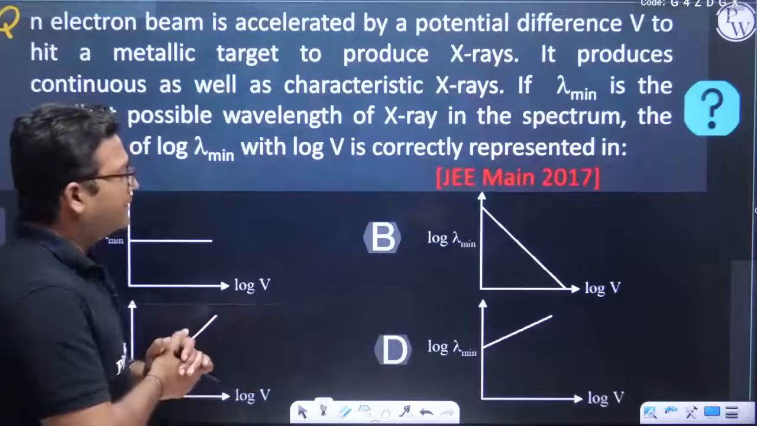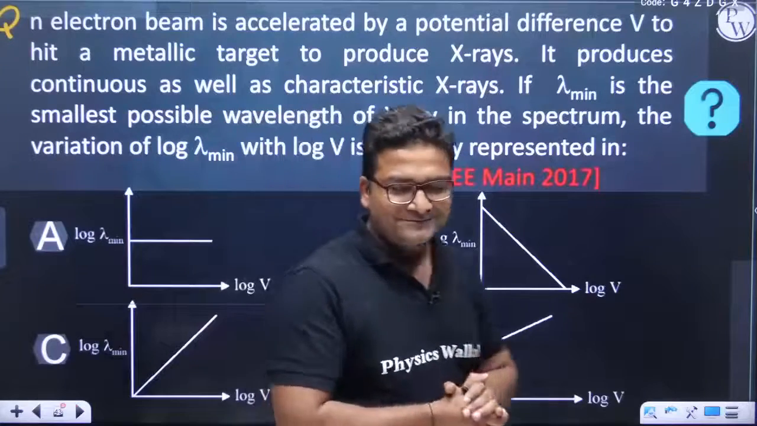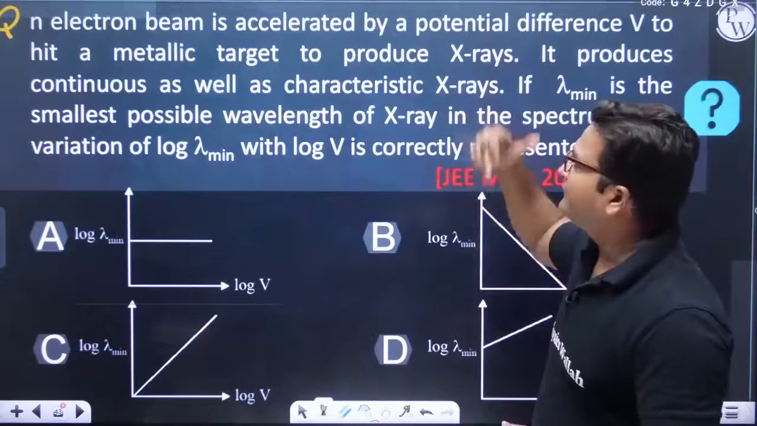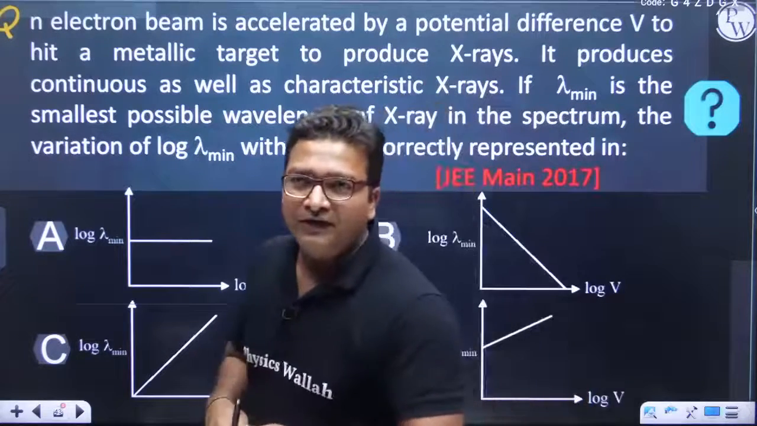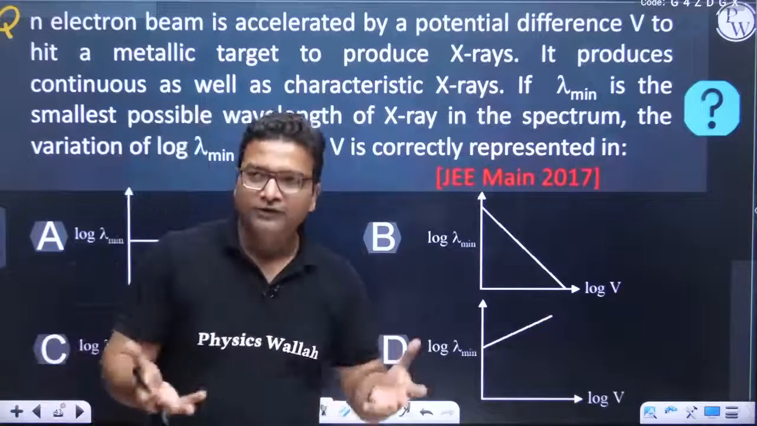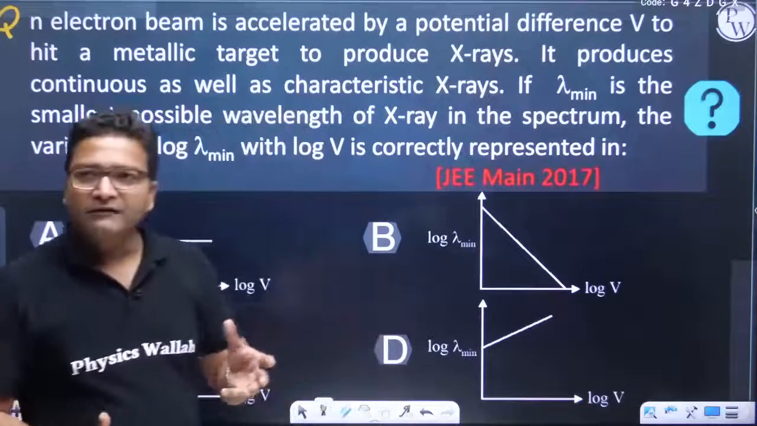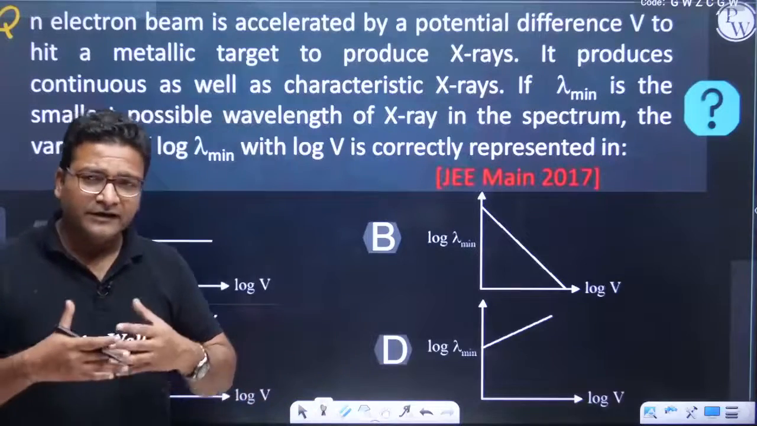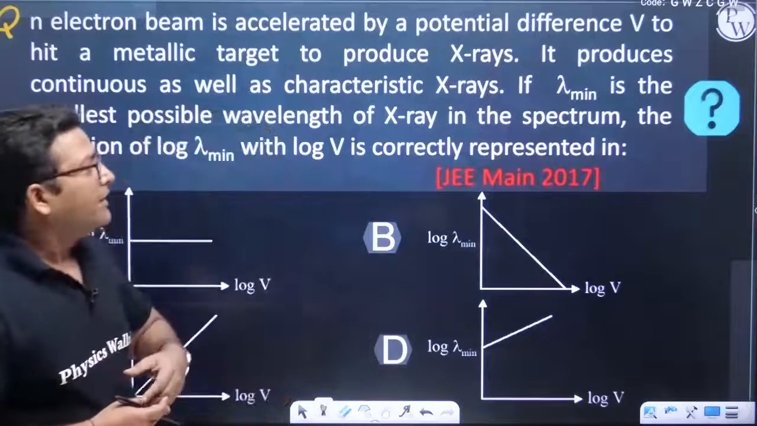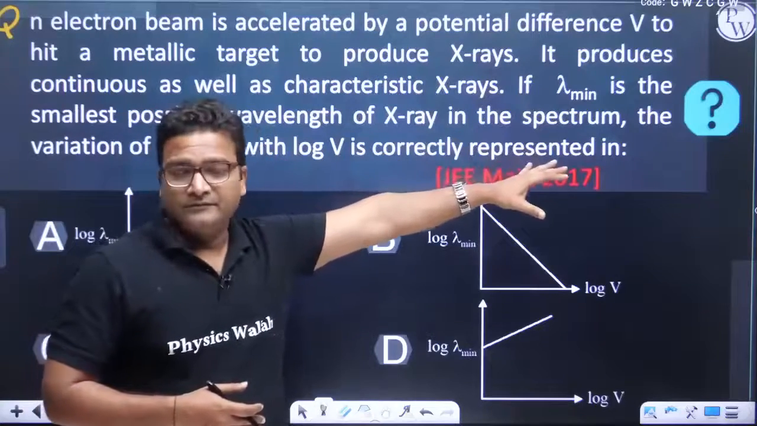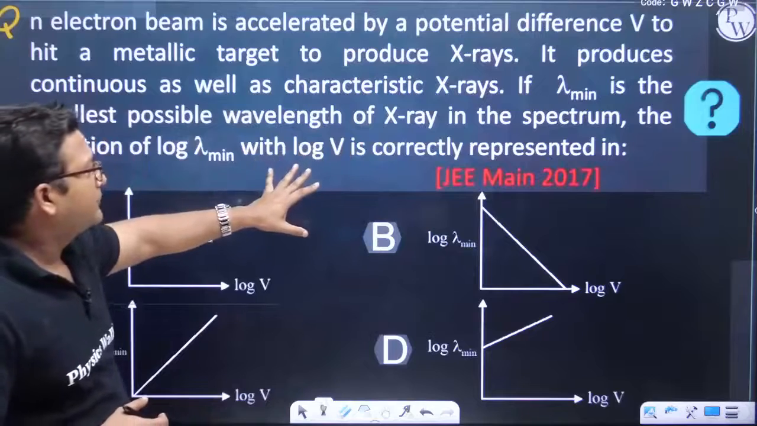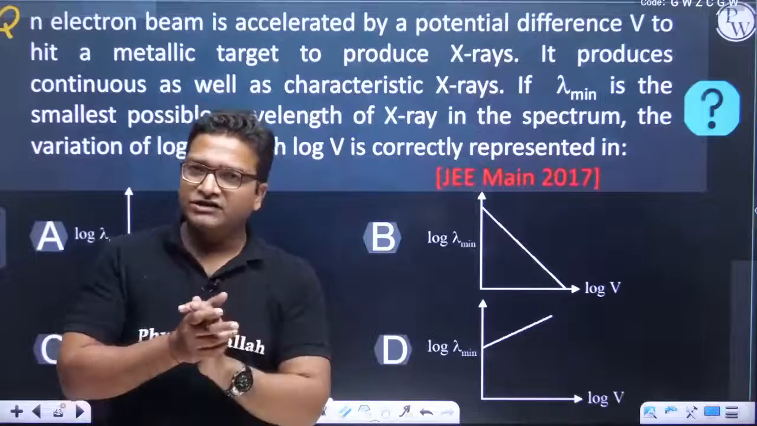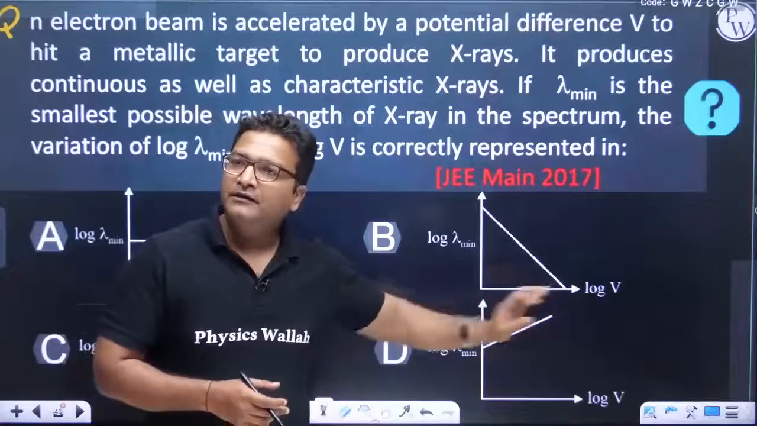And now let us solve a few problems based on this. Here they are asking us, an electron beam is accelerated by a potential difference V. They hit a metallic target to produce X-rays. It produces continuous as well as characteristic X-rays. The whole story is written actually. Lambda minimum is the cutoff wavelength and V is the tube voltage. We have to just establish a relation between log of lambda minimum and log of V.